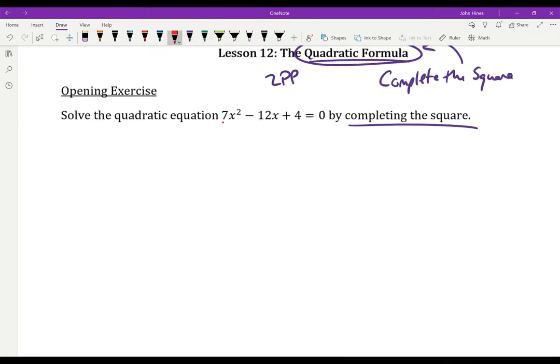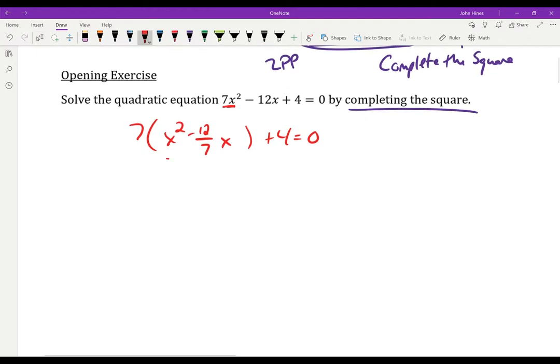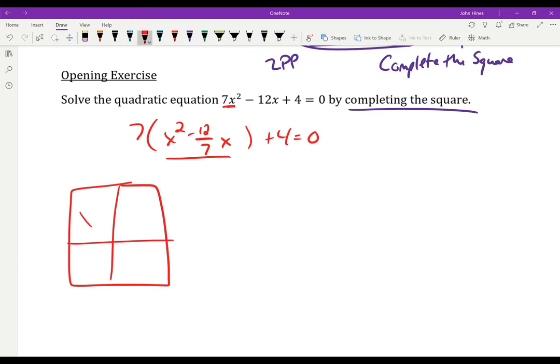So in this opening exercise, let's solve this quadratic equation by completing the square. When we complete the square, remember we have to have plain old x squared. So I have to factor out a 7 here, and this is already a disaster. I have to factor out a 7, so that's 12 sevens. Now I need to make a box. X squared. Cut that in half. Well, half of 12 is 6.